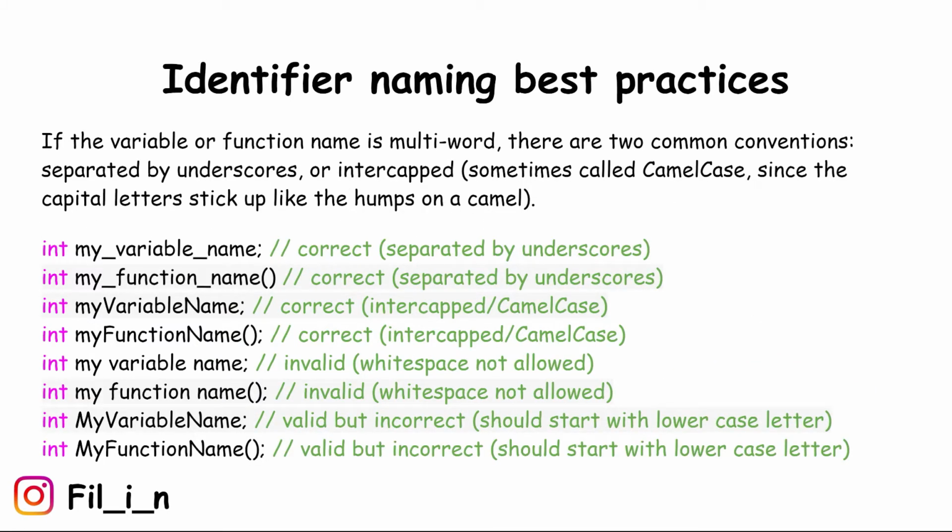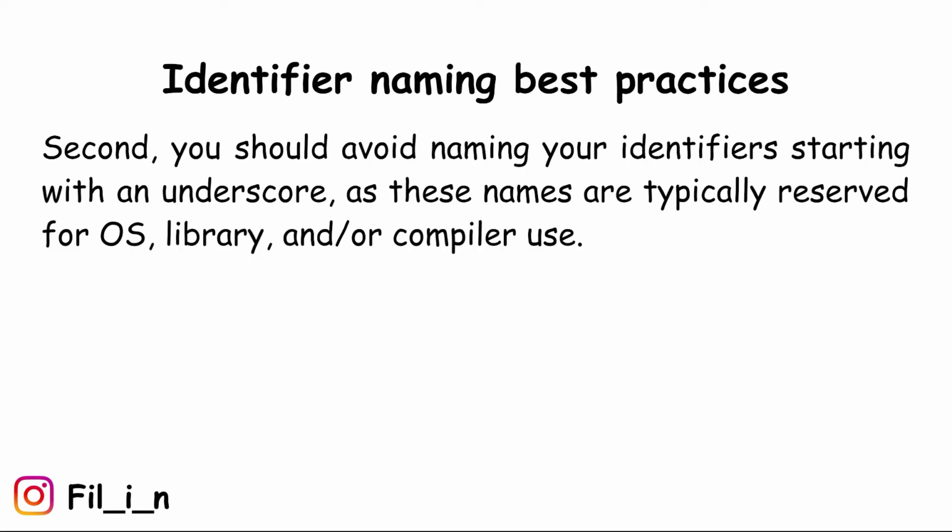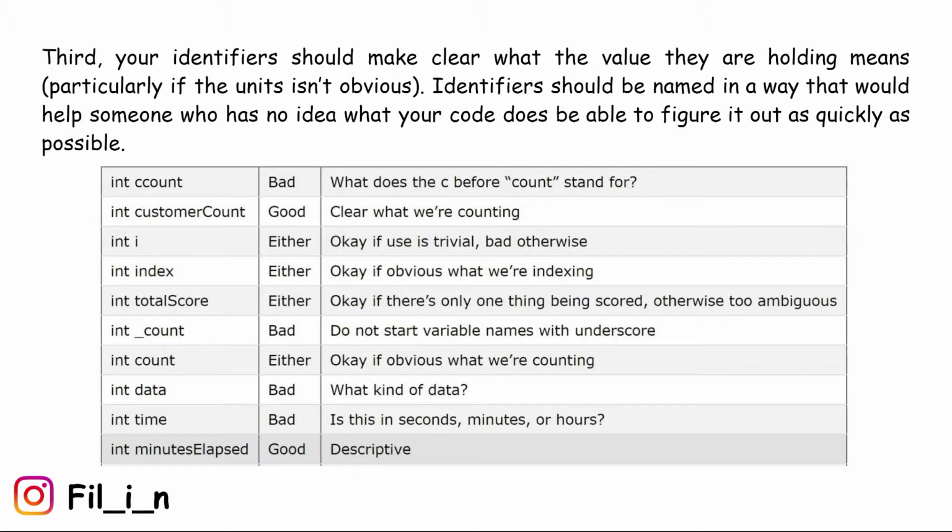If the variable or function name is multi-word, there are two common conventions: separated by underscores, or intercapped, sometimes called camel case, since the capital letters stick up like the humps on a camel. Second, you should avoid naming your identifiers starting with an underscore, as these names are typically reserved for OS, library, and/or compiler use. Third, your identifiers should make clear what the value they are holding means, particularly if the units aren't obvious. Identifiers should be named in a way that would help someone who has no idea what your code does be able to figure it out as quickly as possible.